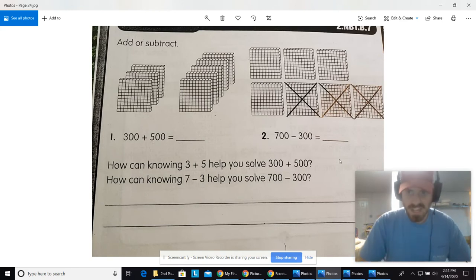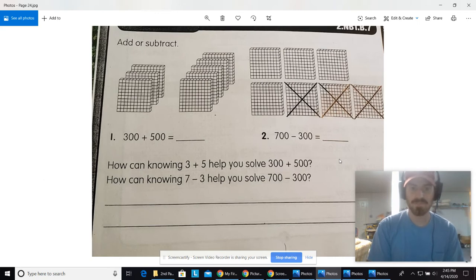Well, I truly believe that if you think long enough about this, like I think even just by reading that, a little light bulb goes off in your head. You just may have a hard time explaining in words how knowing 3 plus 5 and 7 minus 3 can help you. So the answer that you could give, something like this, make sure that you use place value in your answer, because place value is the key.